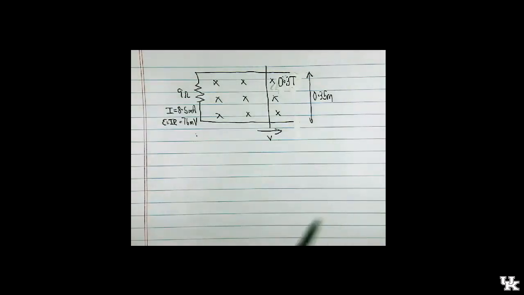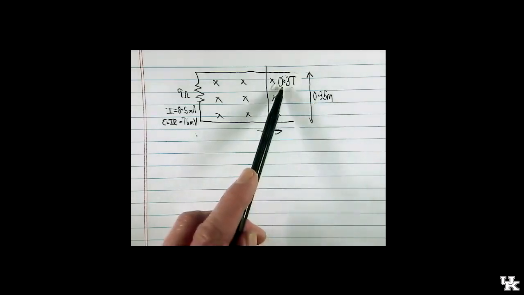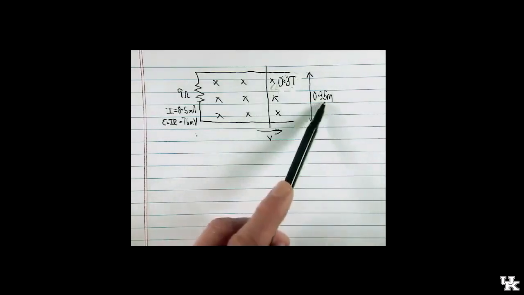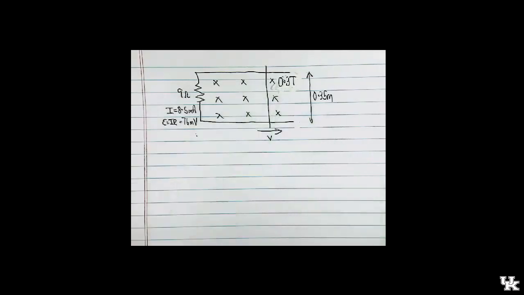So we were told the length of the rod, 0.35 meters was the length of the rod. The magnetic field was 0.3 Teslas. We were told the resistance of the resistor in the circuit was 9 ohms. We were told the induced current in the circuit was 8.5 milliamps.